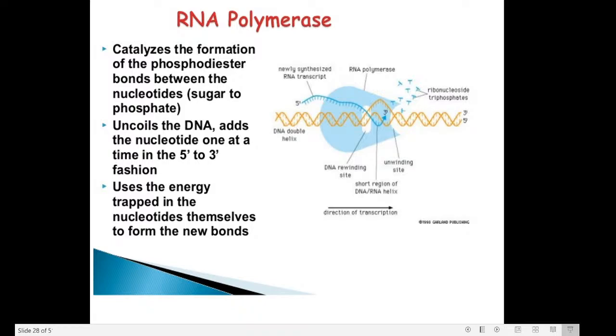Here you can see the image. This orange color is the DNA. If they use the RNA polymerase, that single strand is transcribed from the DNA. That unwinding, short region formation, then rewinding. The first one is unwinding, then short formation, then the rewinding. These are the three different steps in the RNA polymerase activity on the DNA.